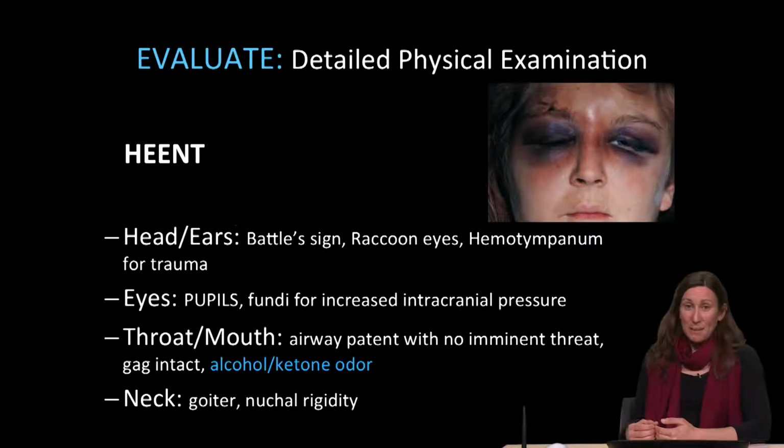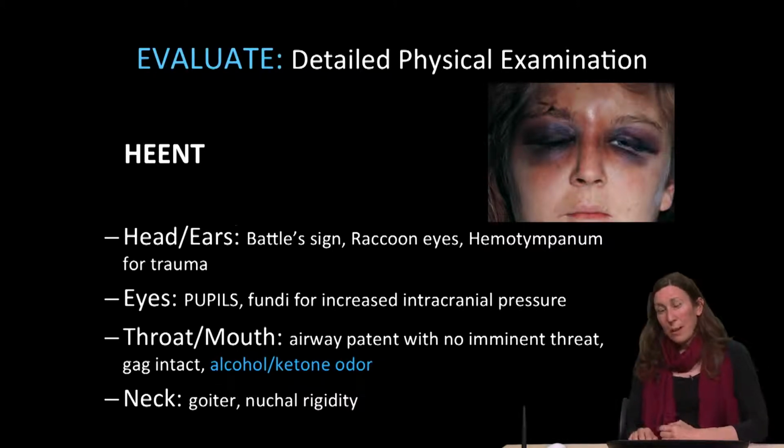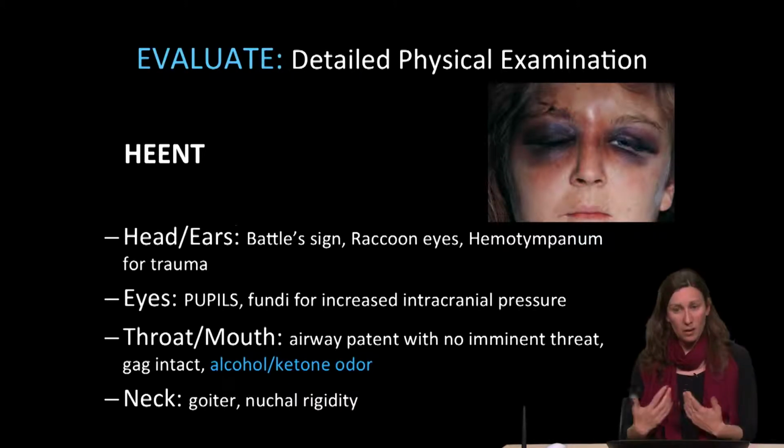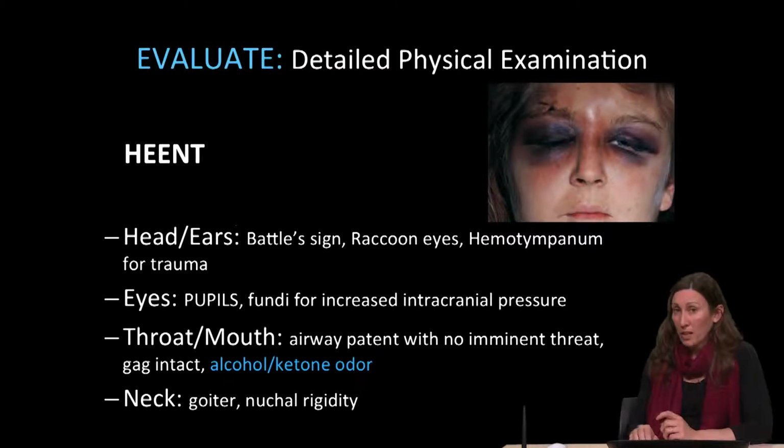At the throat and mouth exam, again, assessing for any kind of impending airway threat, making sure that the gag reflex is intact so that the patient is adequately protecting their airway. And I'm also basically looking for any kind of odors that may indicate that the patient's ingested something. And our patient smelled of ketones and alcohol. When I'm examining the patient's neck, I look for signs of thyroid disease, so any kind of goiter, and also assess for nuchal rigidity that may indicate meningitis or other type of cerebral infection.